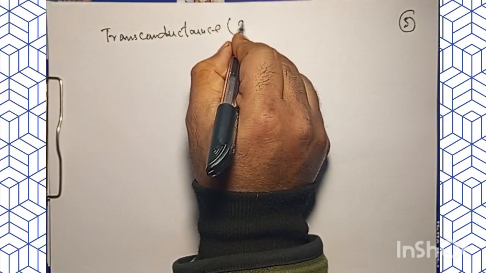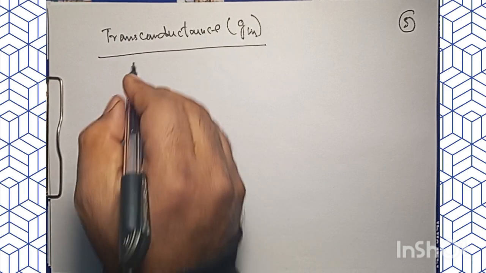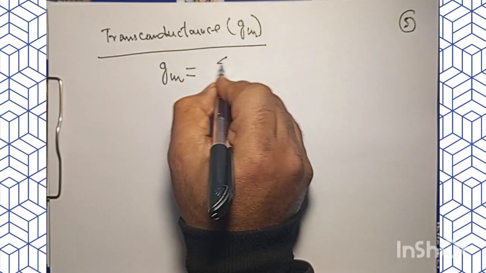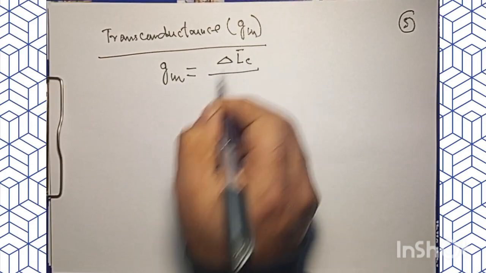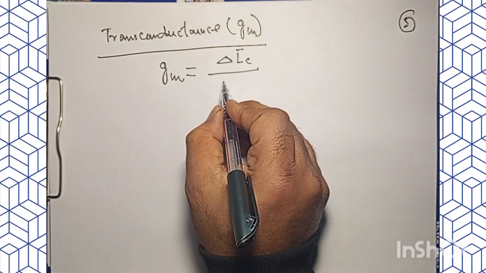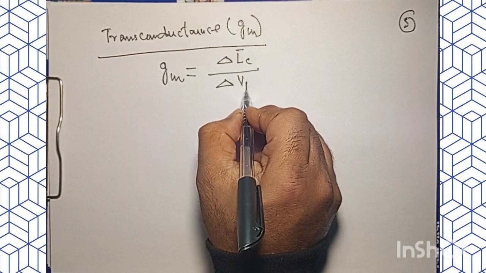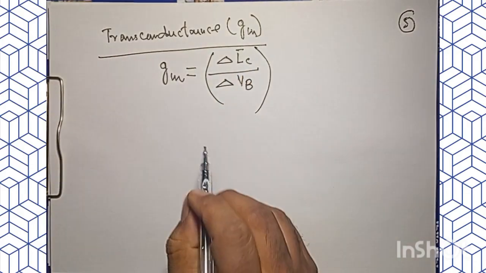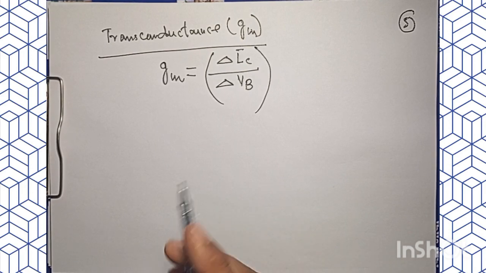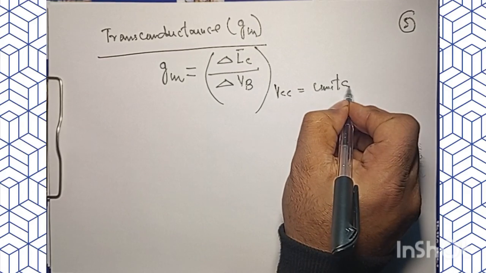So this transconductance has a symbol GM. It's defined as the small change in the output current, and output current is delta IC in our case, that we call the collector current, to the corresponding small change in the input voltage, that's delta VB, at constant output voltage, so at constant VCC. So this is the definition of transconductance.